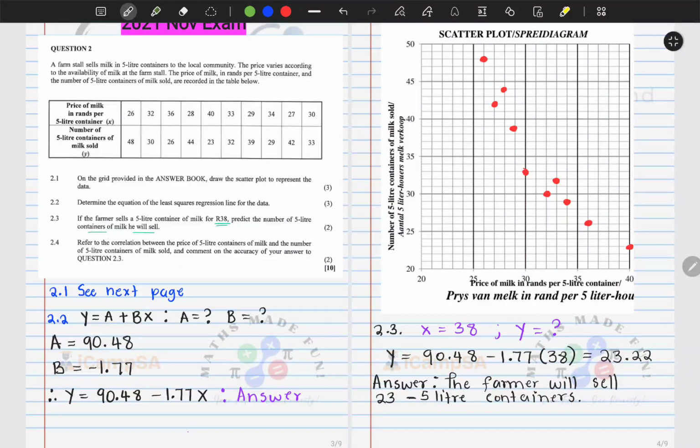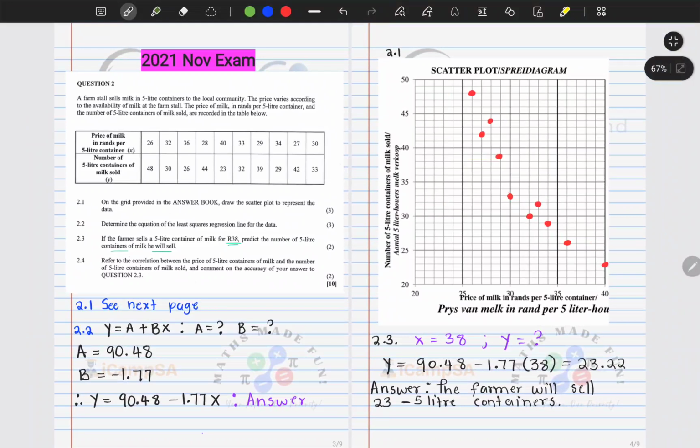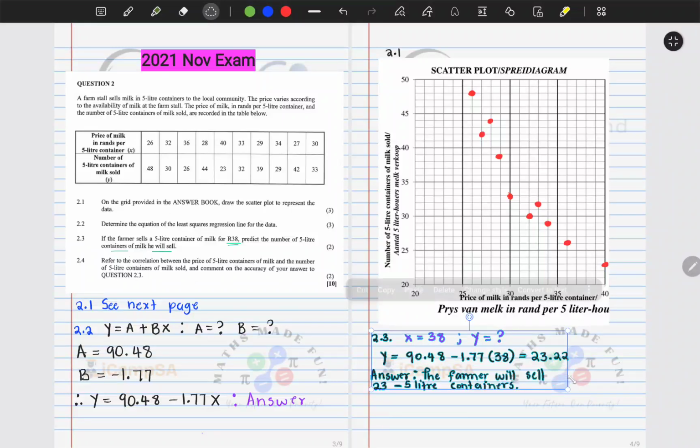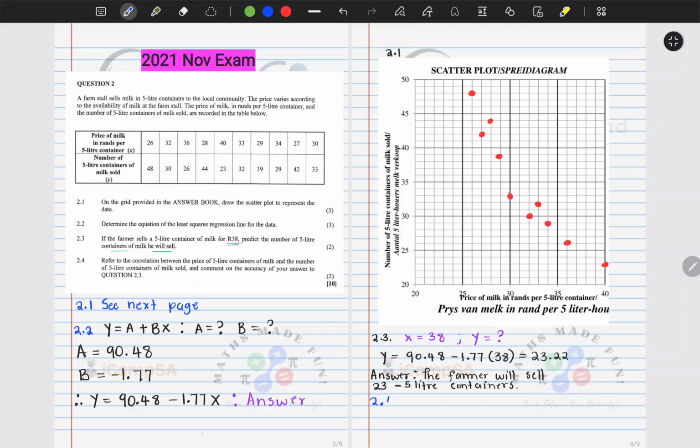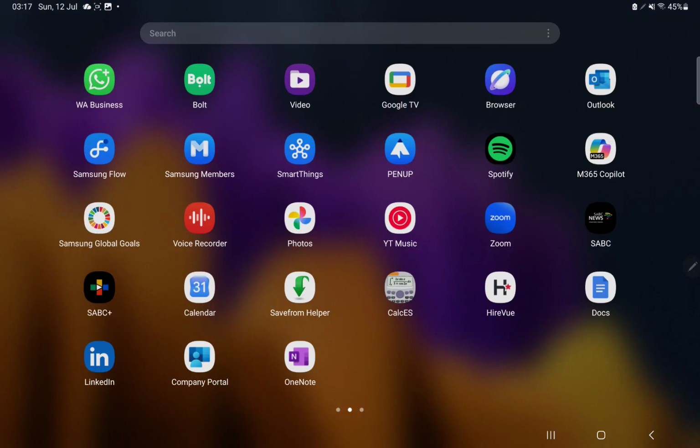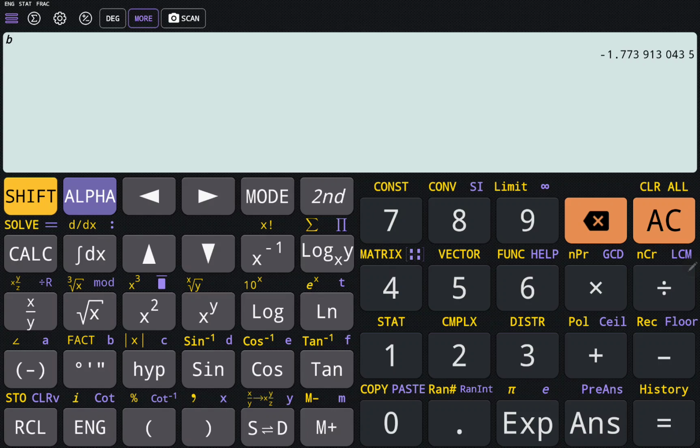Then let's have a look at the next question, which is 2.4. They say refer to the correlation between the x and the y, essentially, and then we should comment on the accuracy of our answer. So what we need to first determine is what is the R value. Okay, that's very important. So for 2.4, the first question we should ask ourselves is, what is the R value? So I'm going to go to my calculator quickly and determine the R value.